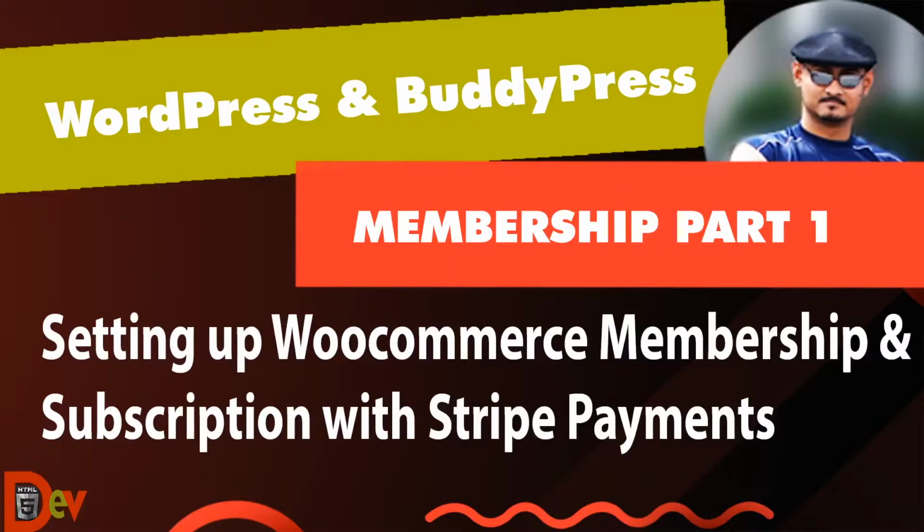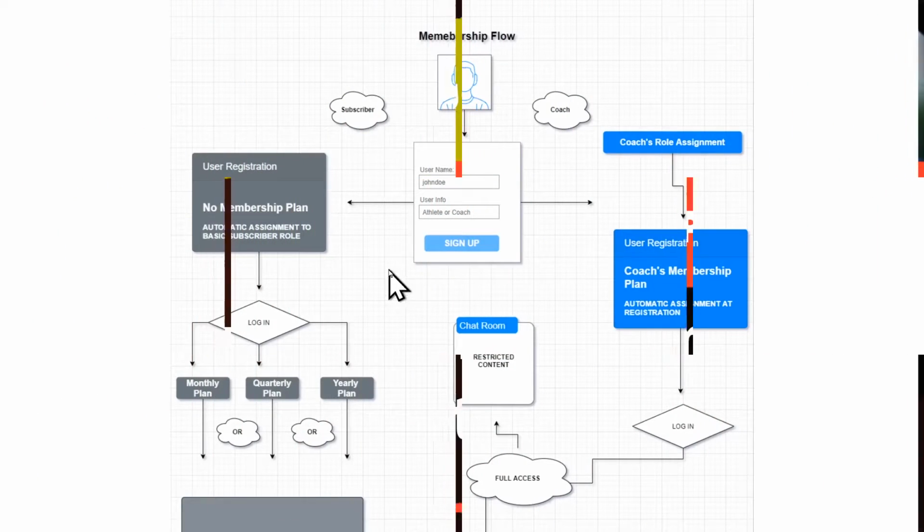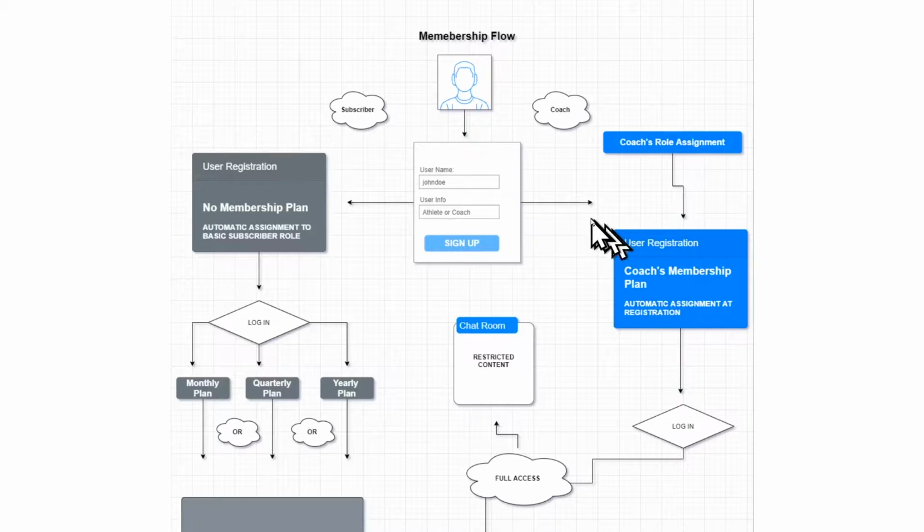If you're here for the first time, this is a series on a real-world project built with WordPress and BuddyPress. In this video and the next few, I will cover how free and paid memberships were implemented using WooCommerce Memberships and Subscriptions plugins with Stripe payment integration. Let's get started.